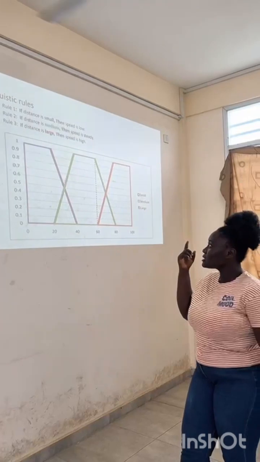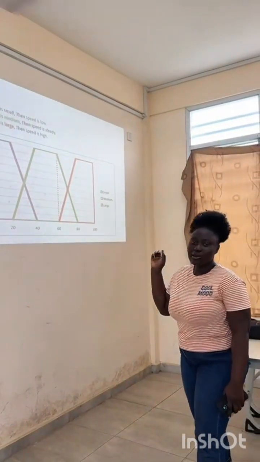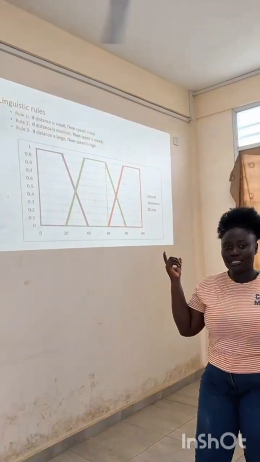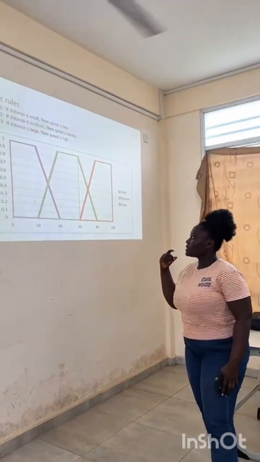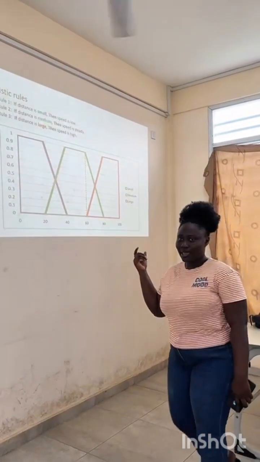Rule 1 says if distance is small, then the speed is low. Rule 2 says if the distance is medium, then the speed is steady. Rule 3 says that if the distance is large, then the speed is high.